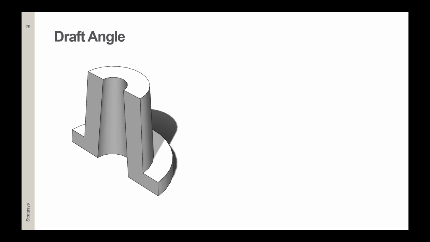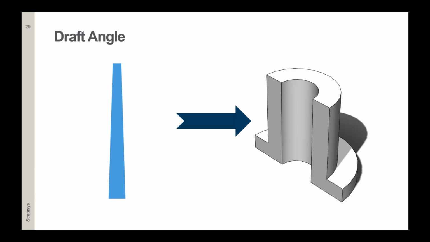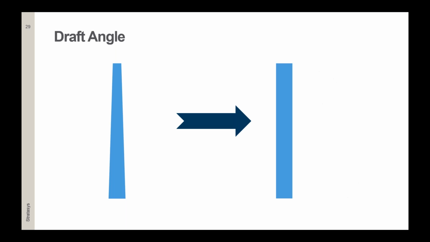Next, we have draft angle. If you've been designing for injection molding, you may be used to draft angles, and if looking from the side, the walls look something like this. But it's not required to have them for FDM technology. So you can have, as we learned before, or should design, straight walls if possible.